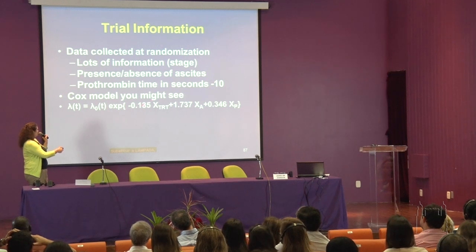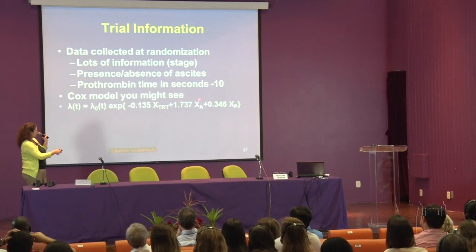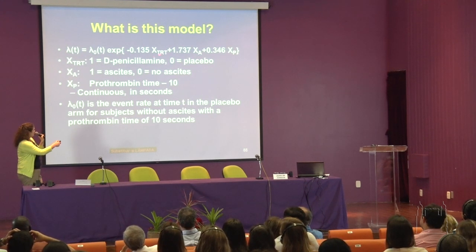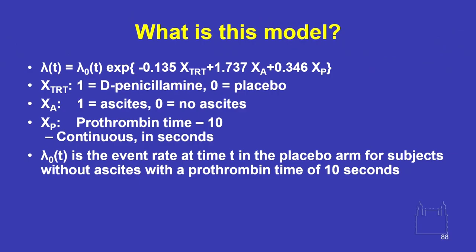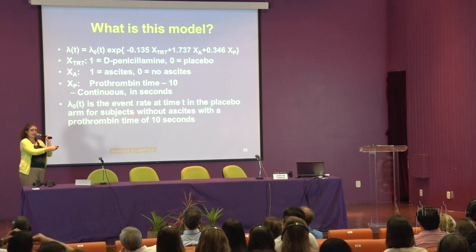So they have elements. They wrote this Cox model, and they have a variable for treatment and a variable for ascites. So here we have it: here's my full model. This X is going to be 1 if they're on my new drug, 0 if they're on placebo. X of A is going to be 1 if you have ascites, 0 if you don't. This is at baseline, I should say, baseline ascites.